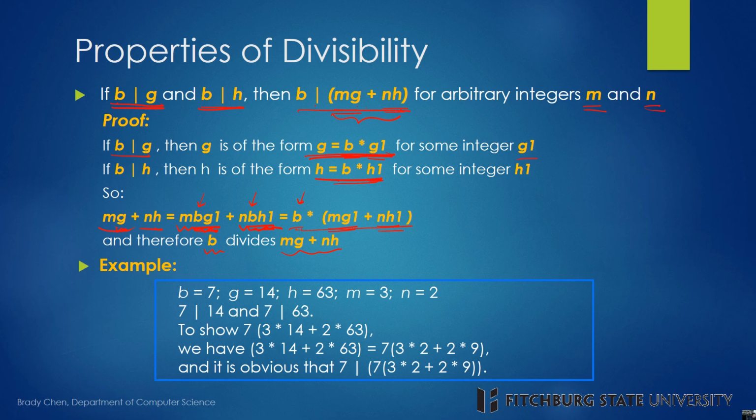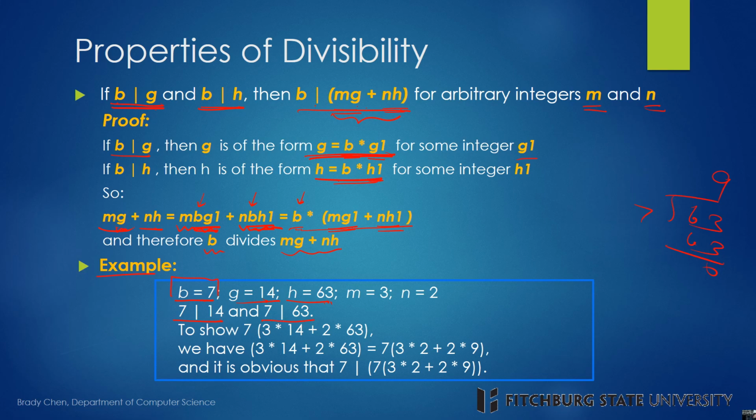Now here's an example. Now b is 7, and g is 14. 7 divides 14, right? And h is 63, so 7 divides 63 as well, right? 63 is 7 times 9. So that means 7 divides 14, and 7 divides 63.